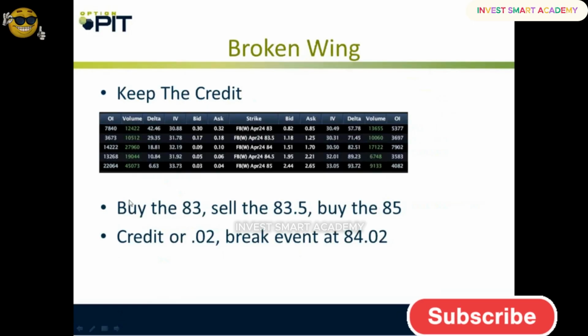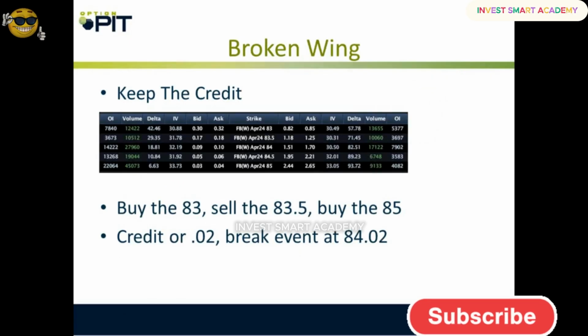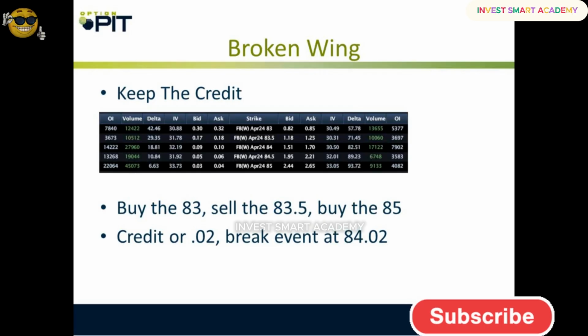All right. So this is the trade that I love. I have a big amount of love. I love this spread. And it's a broken wing butterfly. So here's Facebook. This is one I could have done earlier in the week, like right after earnings. So I think Facebook's down, and I don't like it. I think it's going to rally. What if I buy the 83s, sell the 83.5s, and buy the 85s? 1x2x1. I get a credit of 2 cents, and as long as Facebook doesn't rally above 84.02, I'm a winner.